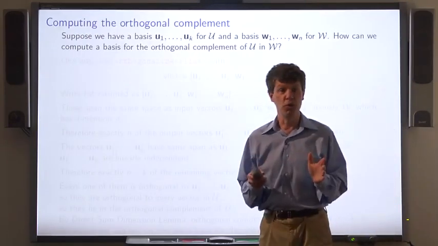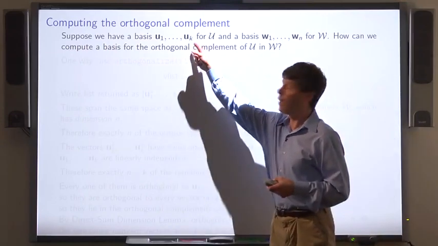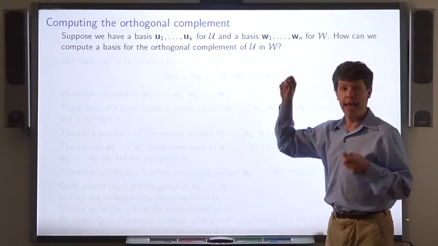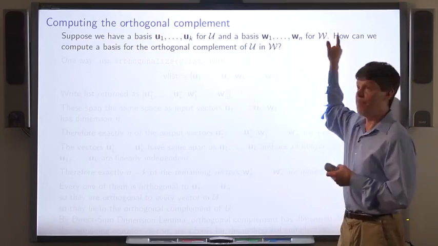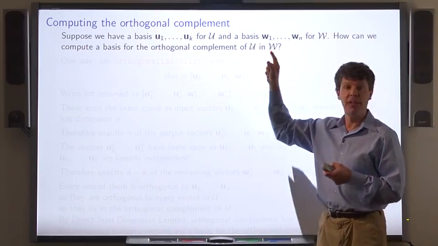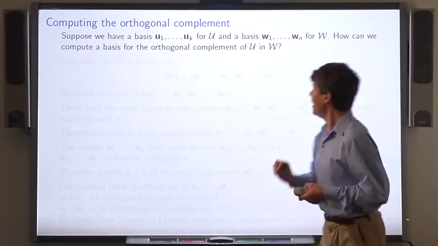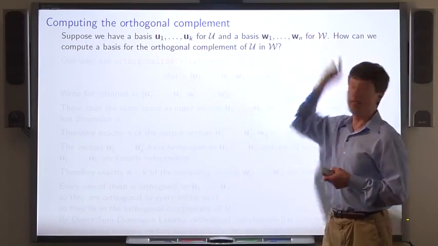How would we actually compute the orthogonal complement? Suppose we have a basis, u1 through uk, for the vector space big U, and a basis w1 through wn for the vector space big W. How can we compute a basis for the orthogonal complement of big U in big W? Note that here we're assuming that big U is a subspace of big W.